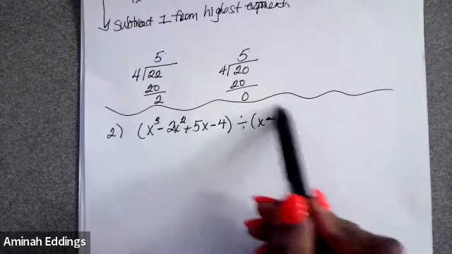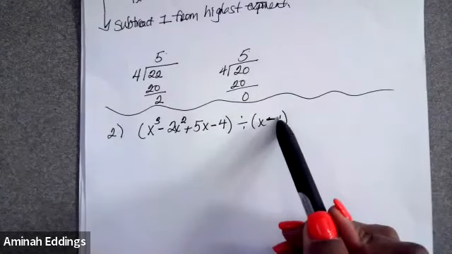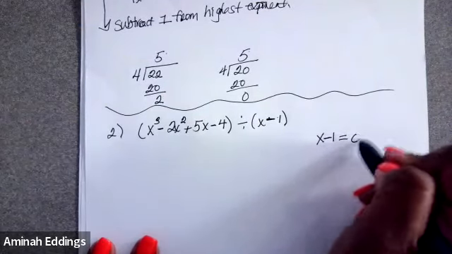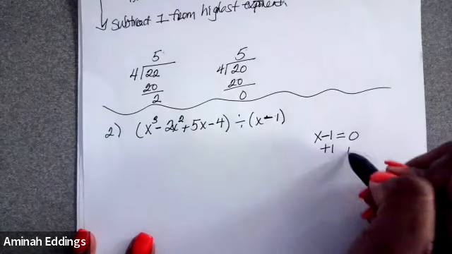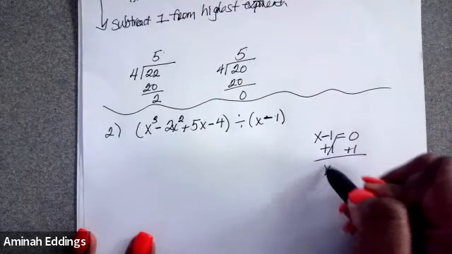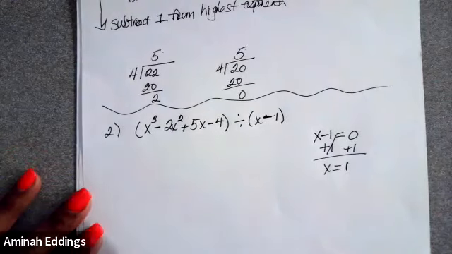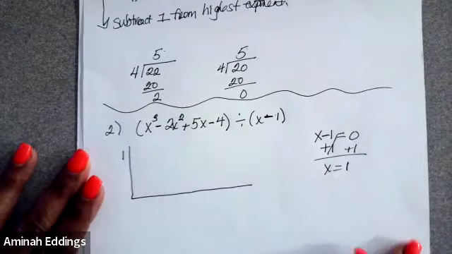Okay, before that, we have to figure out what's going to go on the outside of that box. So we take the divisor, set it equal to 0. And then we solve for x. So we add 1 to both sides. We get x is equal to 1. The 1 is what goes on the outside. Okay.